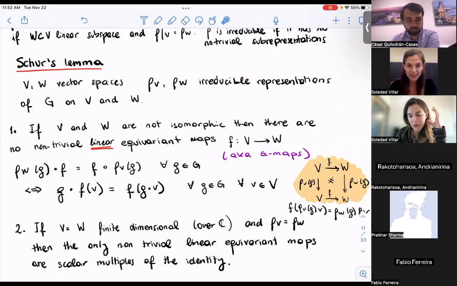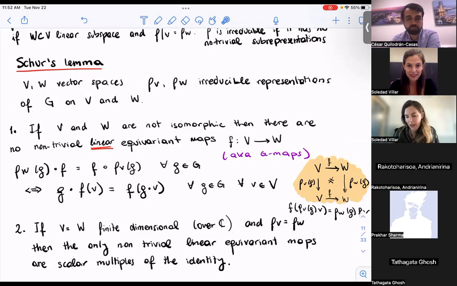So it's kind of like these irreducible representations give us the building blocks that we need to write all the equivariant maps. Once you write your vector space in terms of irreducibles, it's like a decomposition of a number in primes. These building blocks determine what the equivariant maps are, because you can only map two irreducible representations by a multiple of the identity, or there's no equivariant map.